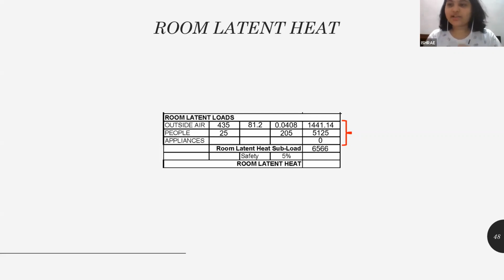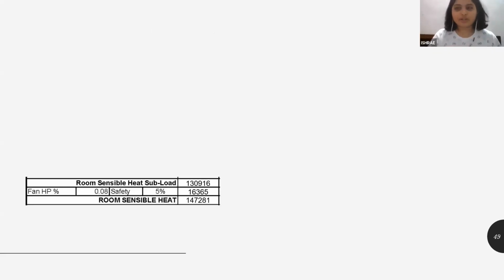I get it as 6,566 BTU per hour. Now, just for a safety factor, because I didn't consider appliances, I'm also going to put in a safety of 5%. So when I add the 5% safety with my heat load, I'm going to get my total room latent heat load as 6,894 BTU per hour.